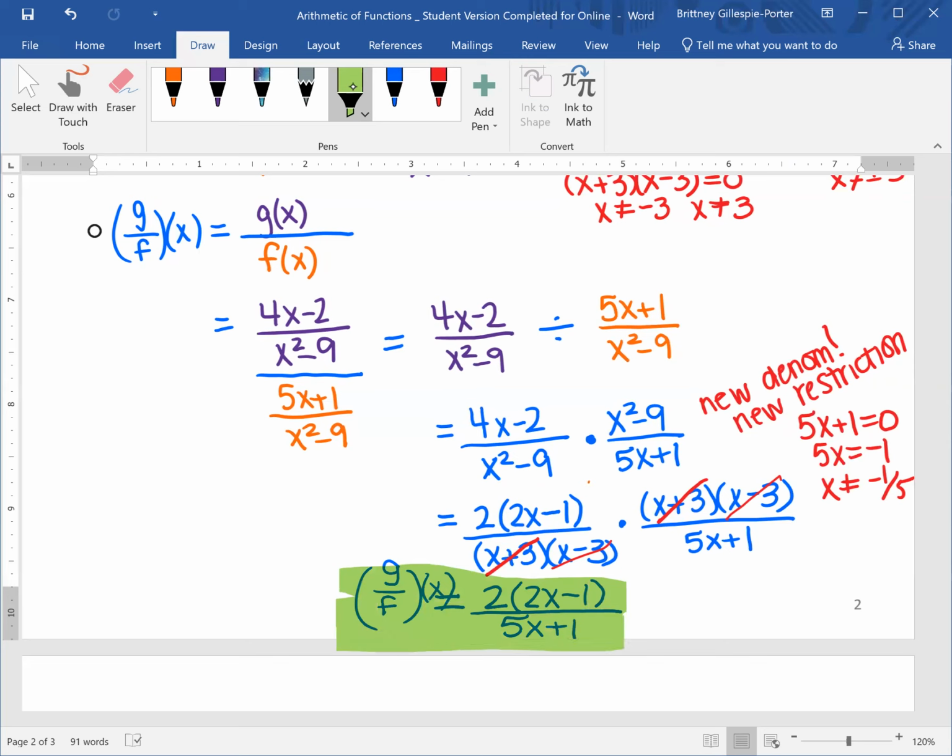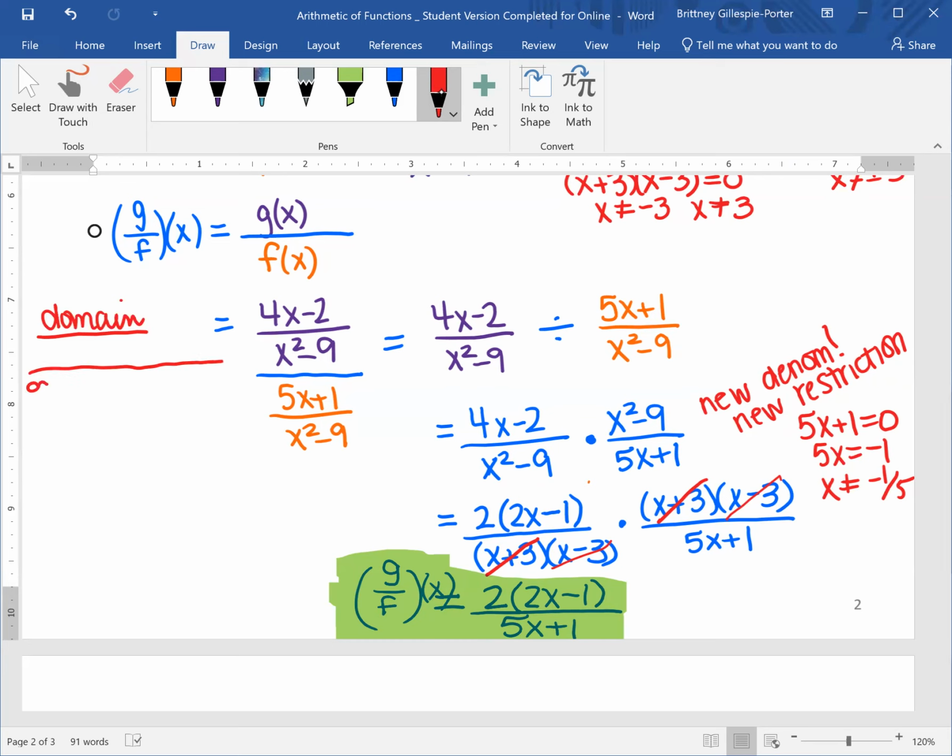We still need to find the domain. I'm going to do this over on the left where I have some space. We have 3 different restrictions this time. I'm going to be squeezing this into one little number line. Negative infinity on the left, positive infinity on the right. -3 is the most negative, so it goes first on the number line. Then I have -1/5, and then a +3.